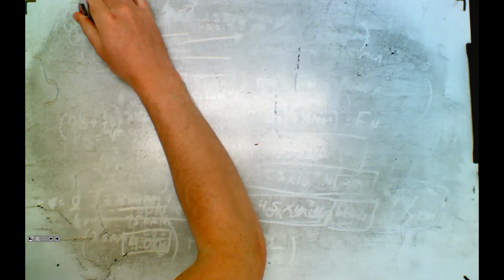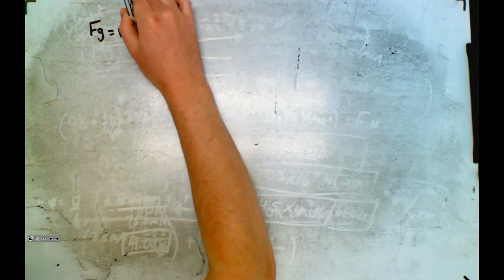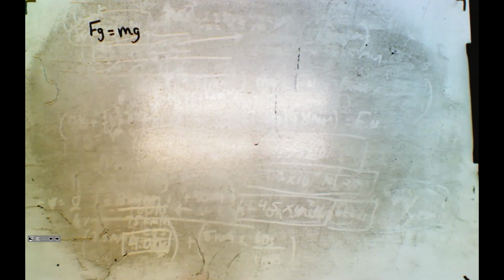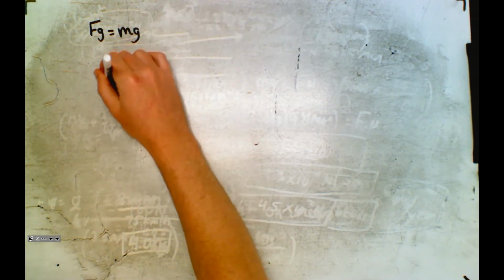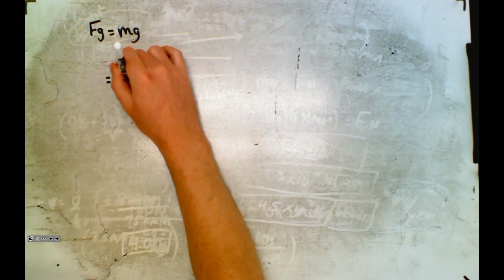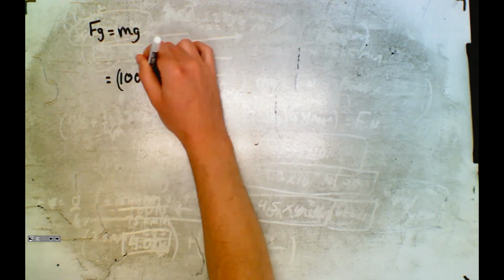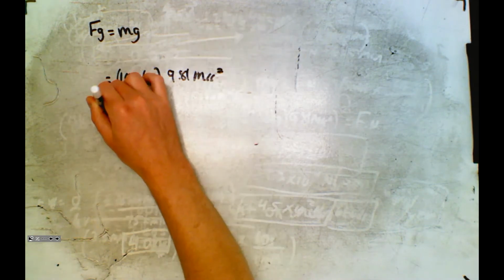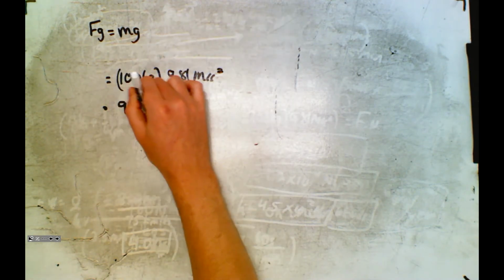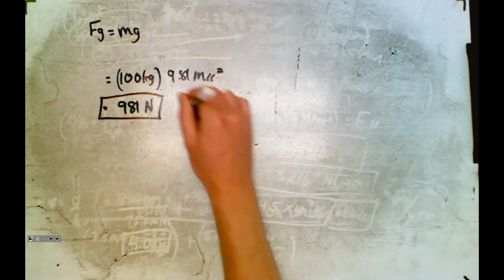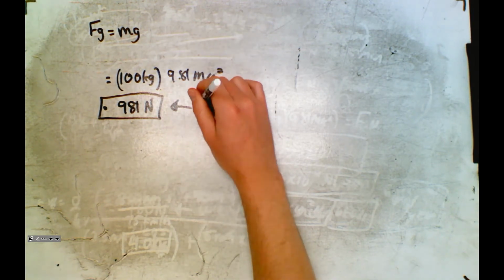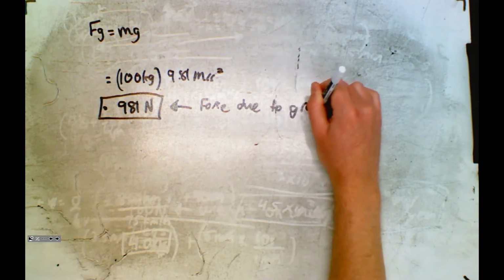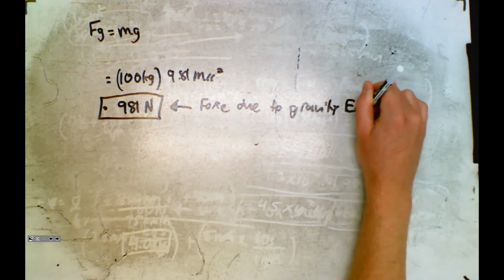So we will use our new formula, Fg equals mg. The first one is asking for the force due to gravity on the Earth's surface of the mass. So we have a 100 kilogram object. g is 9.81 meters per second squared. So that's really easy to calculate. That's just going to be 981 newtons. That is the force due to gravity on Earth.